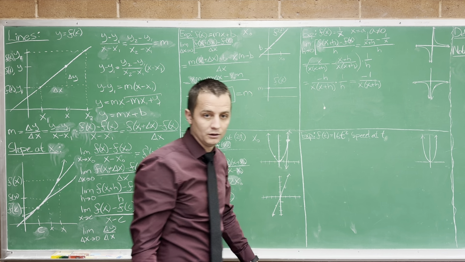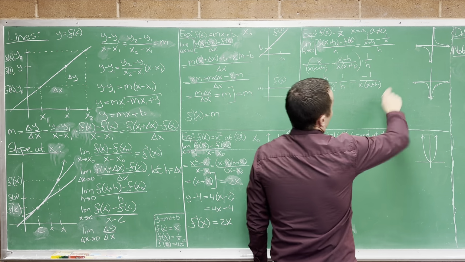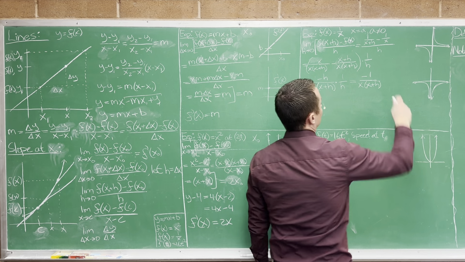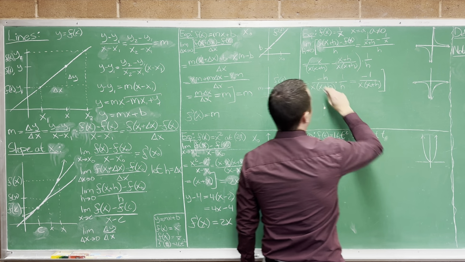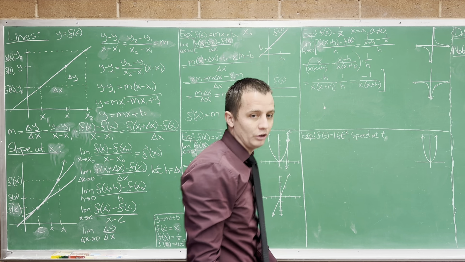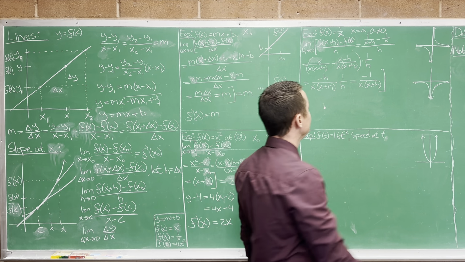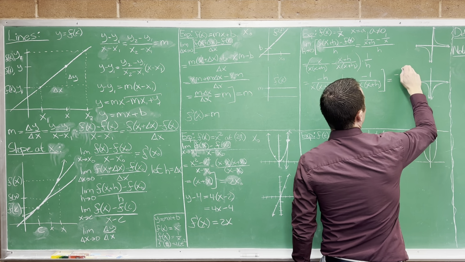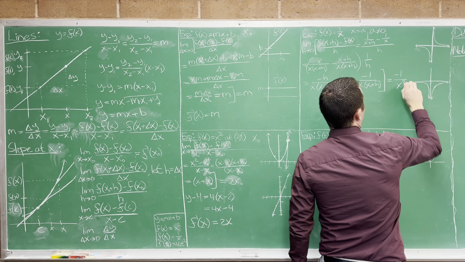You with me? Okay, now we don't have something in the denominator going to 0, so we can take our limit. And so what's the limit of this thing now as h approaches 0? Negative 1 over x squared. Just negative 1 over x squared.